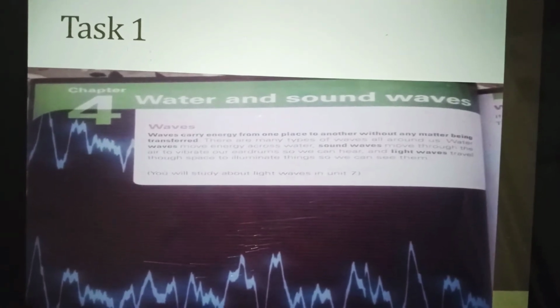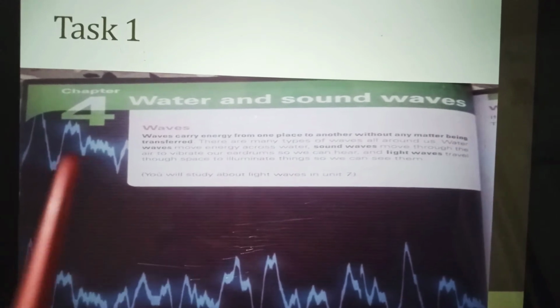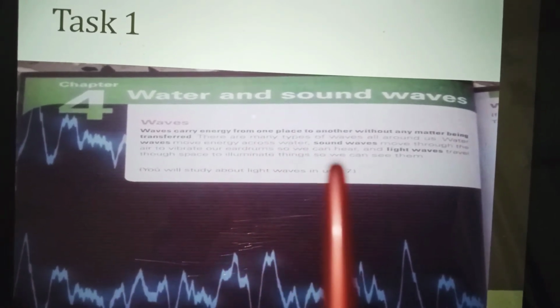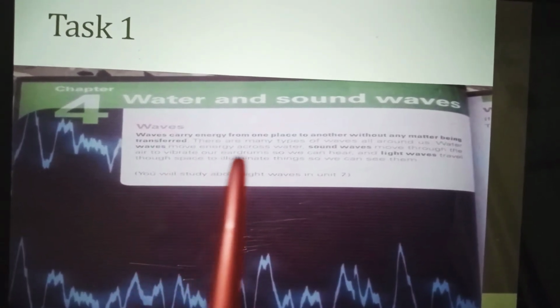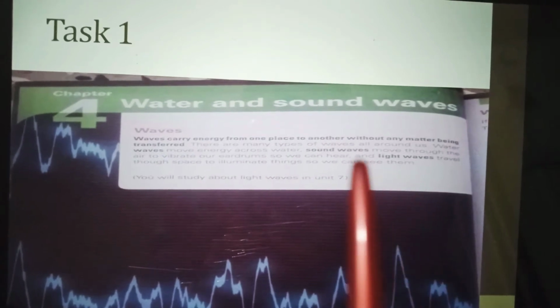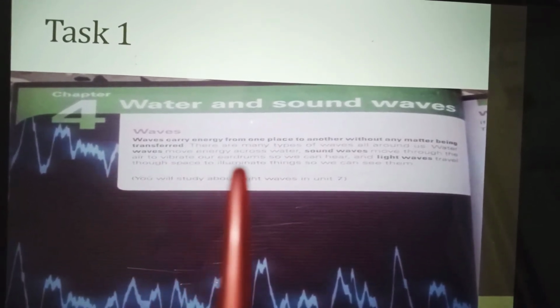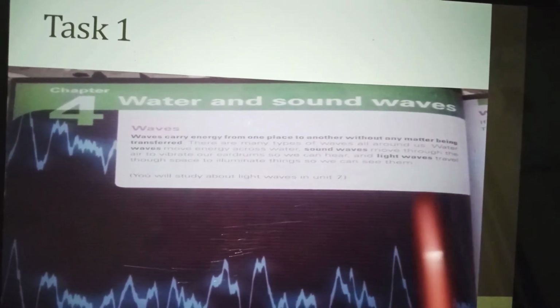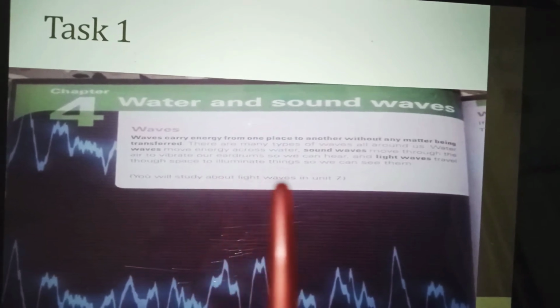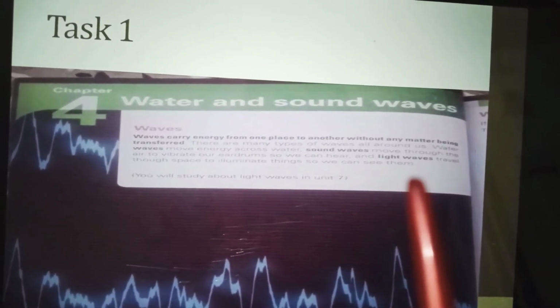Waves carry energy from one place to another without any matter being transferred. There are three main types of waves: water waves, sound waves, and light waves. Water waves move energy across water. Sound waves move through the air to vibrate our eardrums so we can hear. And light waves travel through the surface to illuminate things so we can see them.